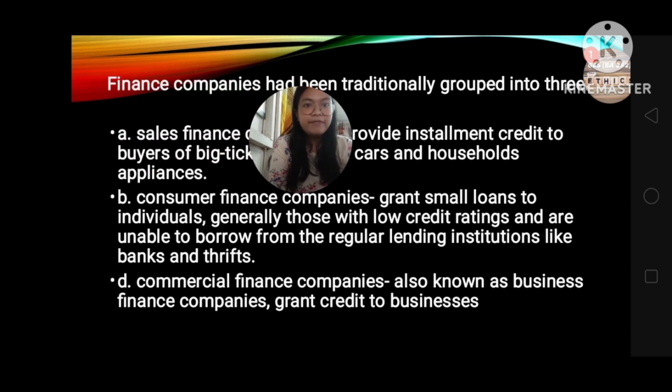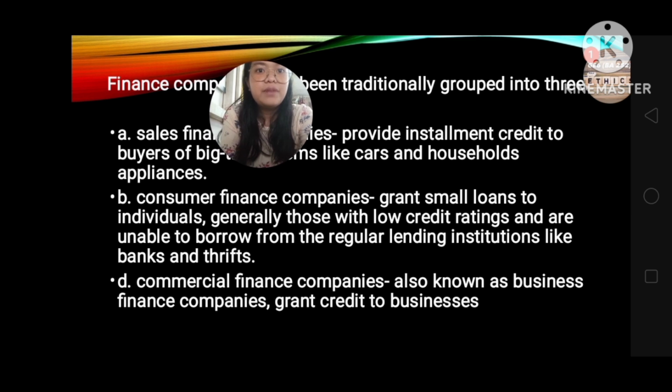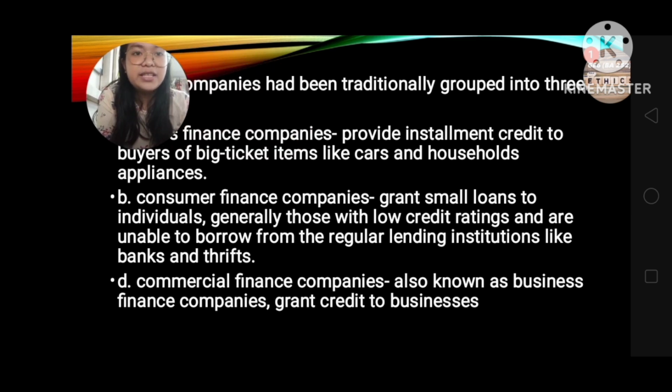In finance companies, they have traditionally been grouped into three. The first is the sales finance companies, which provide installment credit to buyers of big ticket items like cars and household appliances. The sales finance companies engage, whether by purchase, discount, pledge, loan, or otherwise, in the business of purchasing, investing in, or lending money or credit on the security of any interest in.